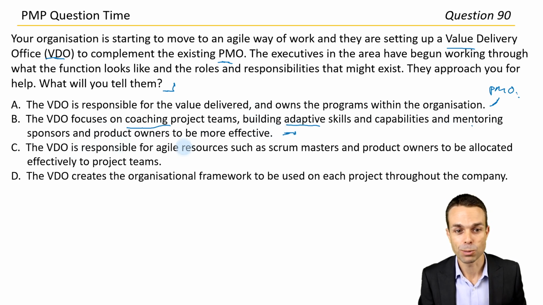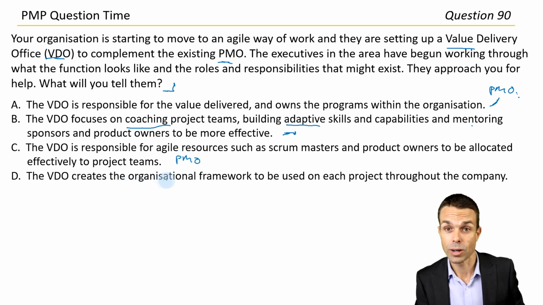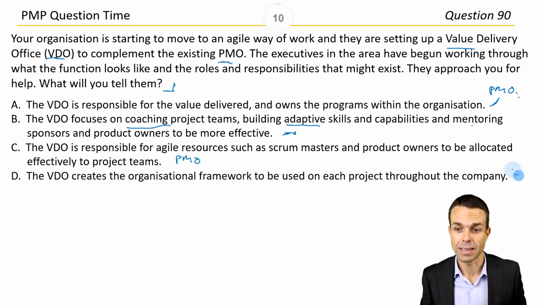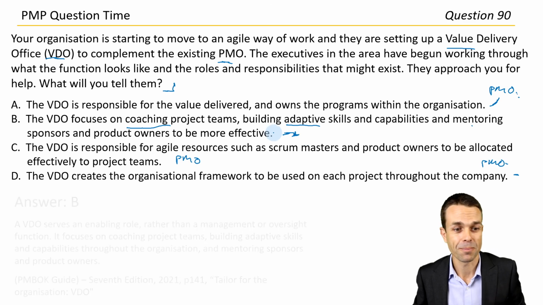The VDO is responsible for agile resources, such as Scrum Masters and product owners, to be allocated effectively to project teams. That might be your directive PMO, again, sort of more of a PMO function. The VDO creates the organizational framework to be used on each project throughout the company. Again, probably more of that directing PMO function. I think for our purposes, value delivery, let's go with coaching, building, growing, and mentoring, answer B.